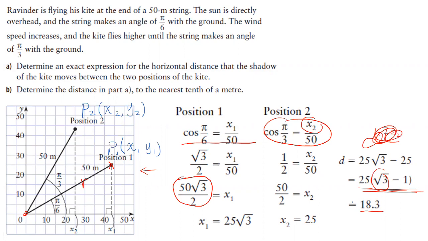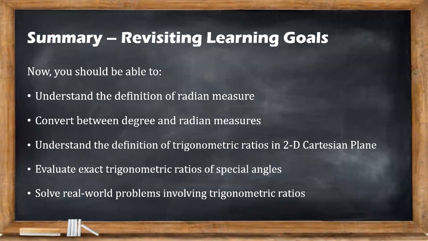Okay, any questions? No? All right, so let's make a summary of what we have learned today. After this class, you should now be able to understand the definition of radian measure. So the radian measure theta is actually a ratio between the arc and the radius, right? Convert between degree and radian measure. So radian measure is degree measure over 180 times pi, right?